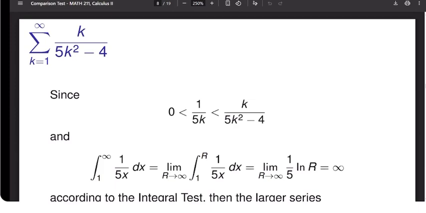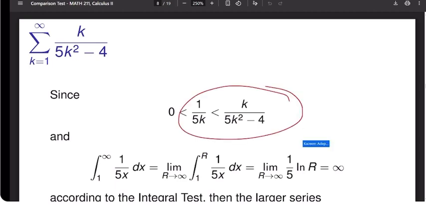Does that make sense? The reason why we call it comparison is, if I'm given the original sequence, I'm actually going to get a new sequence. And if I analyze the new sequence, when the new sequence converges, then the original sequence converges. How am I going to know if the new sequence converges? We have to use an approach of convergence that we already learned.